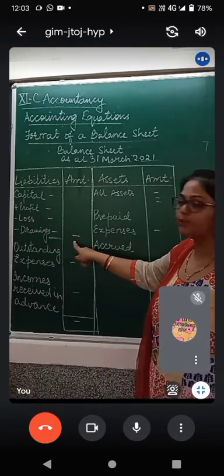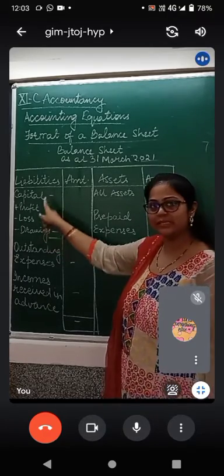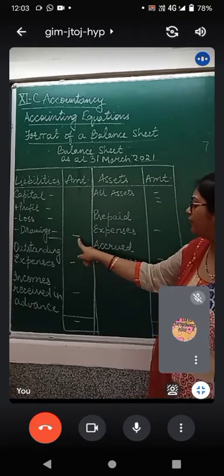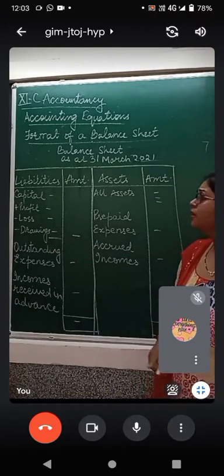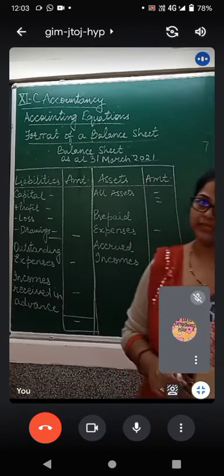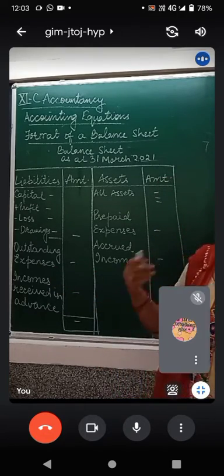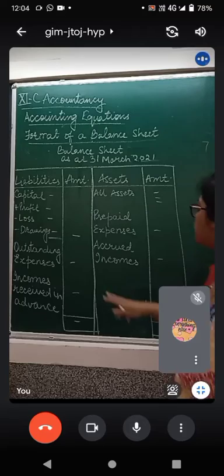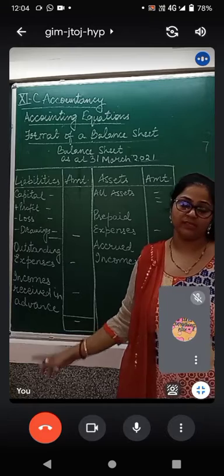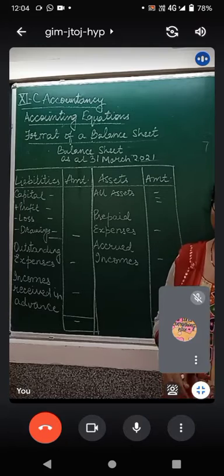The final amount is to be written outside. Inner column and outer column. Inner column is this, where you are adding and subtracting, and the final amount will come in your outer column. What is the next liability that you write? Any outstanding expense. Outstanding rent, outstanding salary, or any other outstanding expense is to be written here. Also you write incomes received in advance. Any income which is received in advance is also to be written on the liability side.